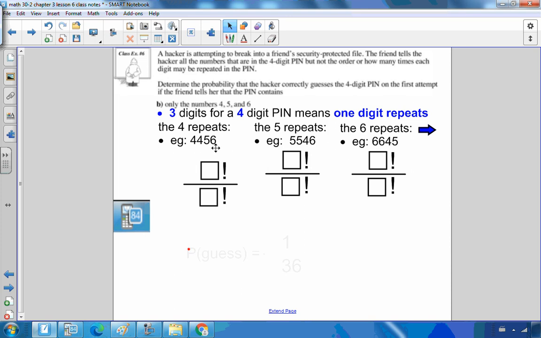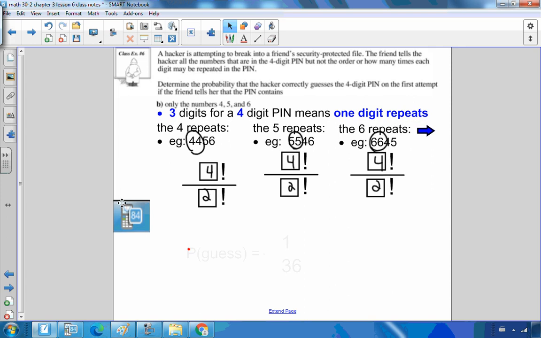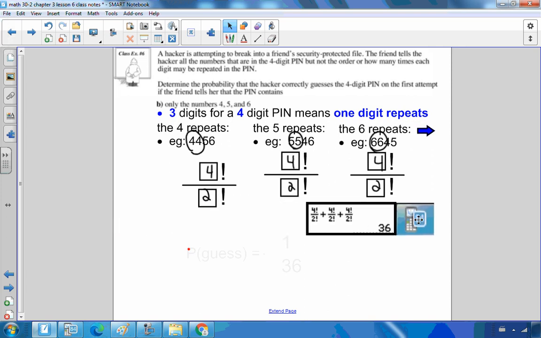So really, I still have 4 digits that I'm arranging. However, I have 2 that are identical, so I need to divide by the 2 factorial ways of arranging the identical digits. Okay, so I want to figure out how many possibilities this is altogether. Altogether, that's 36 different 4-digit PINs with 3 digits. So the chance of the hacker guessing is 1 out of 36.